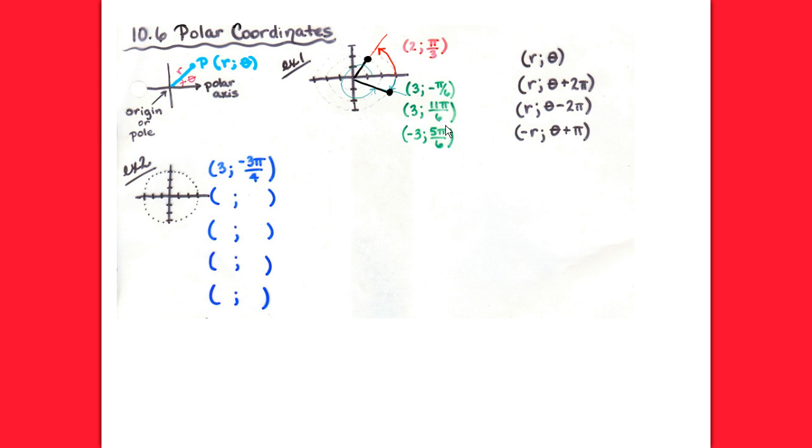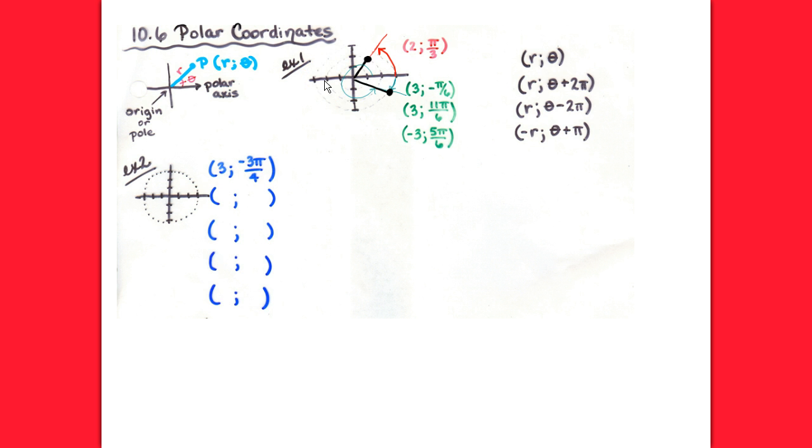The next one that they asked me to graph is negative 3, 5 pi over 6. Okay, what am I supposed to do with a negative radius? I didn't even know a radius could be negative. I thought it always had to be positive. Well, think about other scenarios. Forget radii and polar coordinates for just a second. If you're plotting a positive 2, you start at 0 and you go over 2 to the right. If you have a negative 2, you just go the opposite direction the same length.